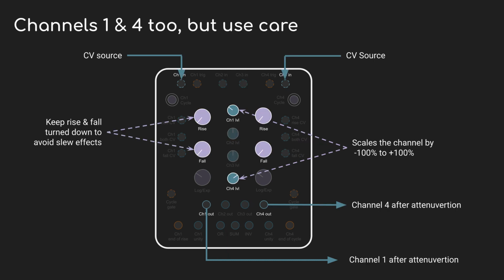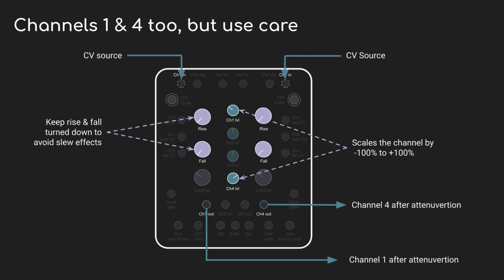Channels 1 and 4 can do the same thing, but you usually want to make sure that you've turned down the rise and fall knobs. Those channels have slew limiters that slow down the transition between voltage levels, so it can alter the signals in a way that you don't expect. I have a separate video about slew limiting and you can learn more there.